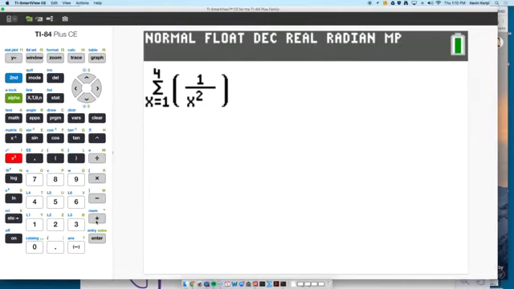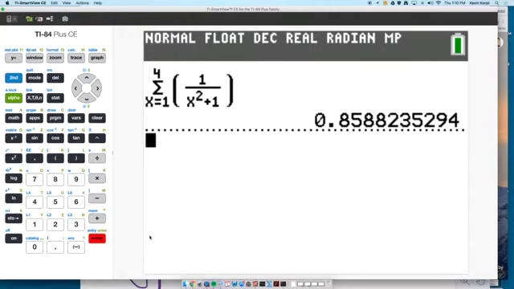And again, back in the day, this type of calculation, although it might be a little tedious, was not that difficult to find by hand. So the sum of the first 4 terms is 0.858.